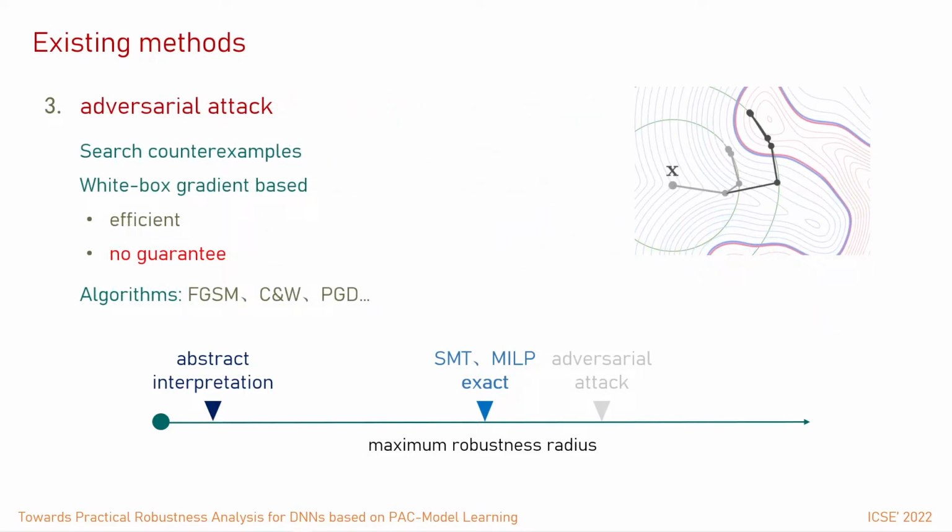The third approach is the adversarial attack, which tries to produce a counterexample that violates the robustness property. White box attacks are often gradient-based and thus very efficient. However, there is no guarantee on its estimation of the maximum robustness radius.